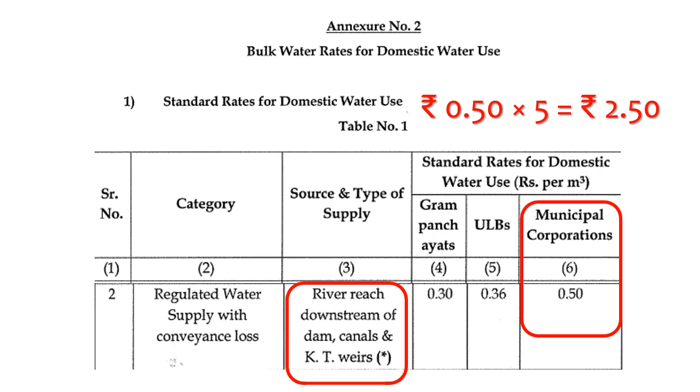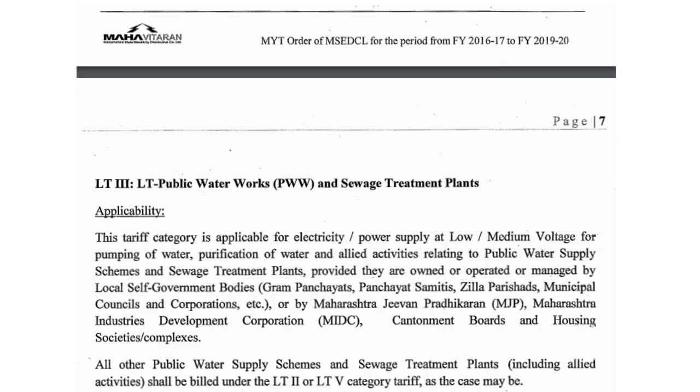The spreadsheet is only about the costs incurred in pumping and getting the water to your tap. It does not take into account the cost of water supplied by the government organization. Let us now look at the electricity rates.